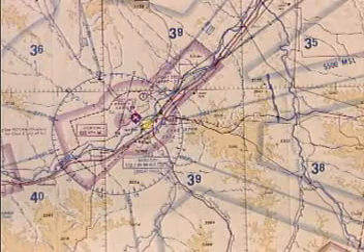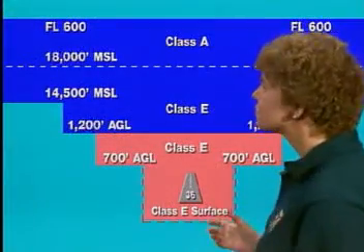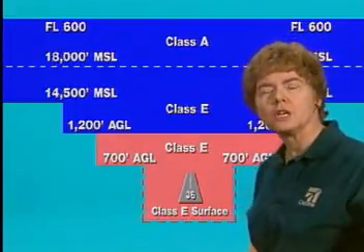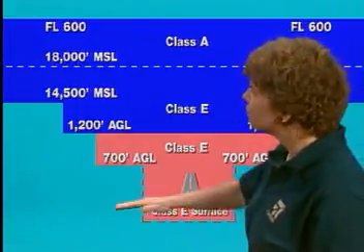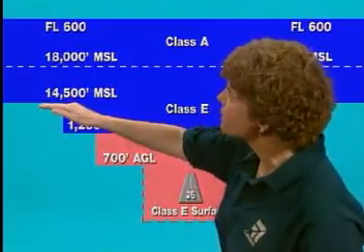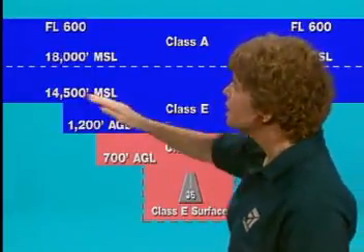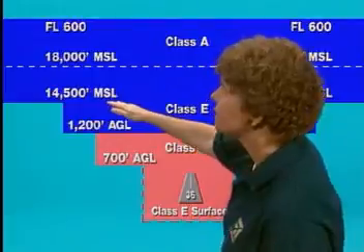Now, let's you and I back off and take a look at the structure of Class E airspace. First of all, we said Class G, or uncontrolled airspace, goes from the surface up to a maximum altitude of 14,500 feet MSL. That's because in the lower 48 states and Alaska, everything at and above 14,500 MSL is controlled airspace. So if Class E airspace does not start at a lower altitude, it will always start at 14,500 feet MSL.